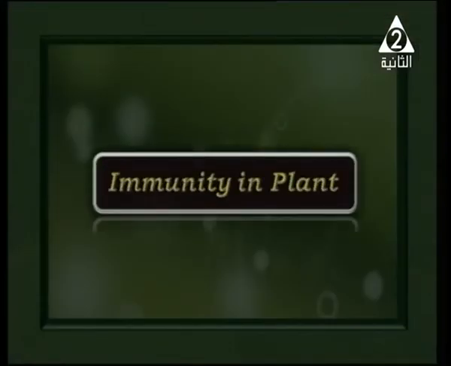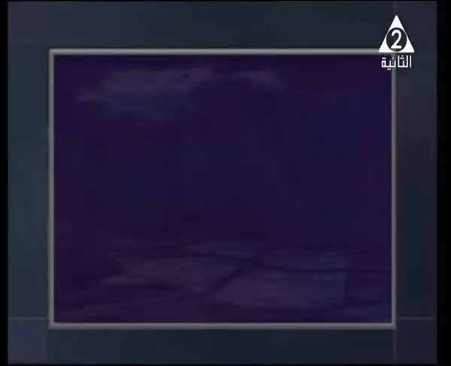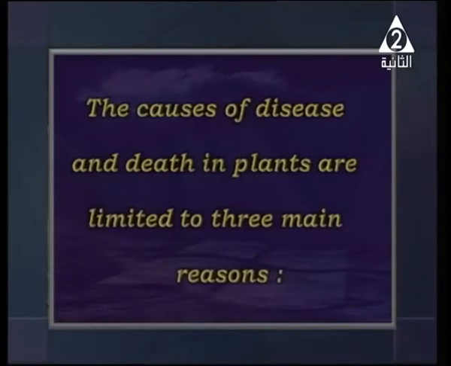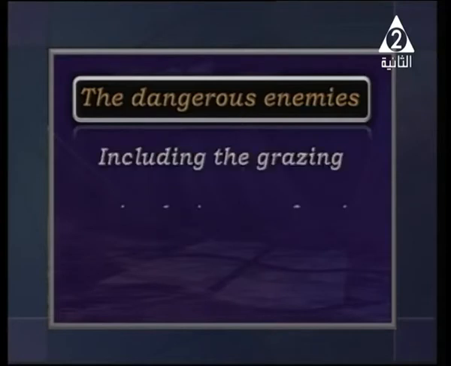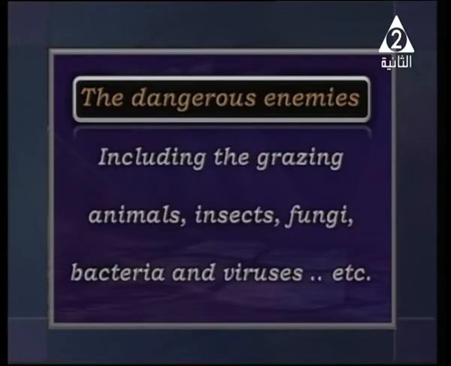Number one, we're going to start with immunity in the plant. The causes of disease and death in plants are limited to three main reasons. We have a lot of reasons, but right now in our curriculum we have just three main reasons. Number one, the dangerous enemies, including grazing animals, insects, fungi, bacteria, and a lot of viruses.